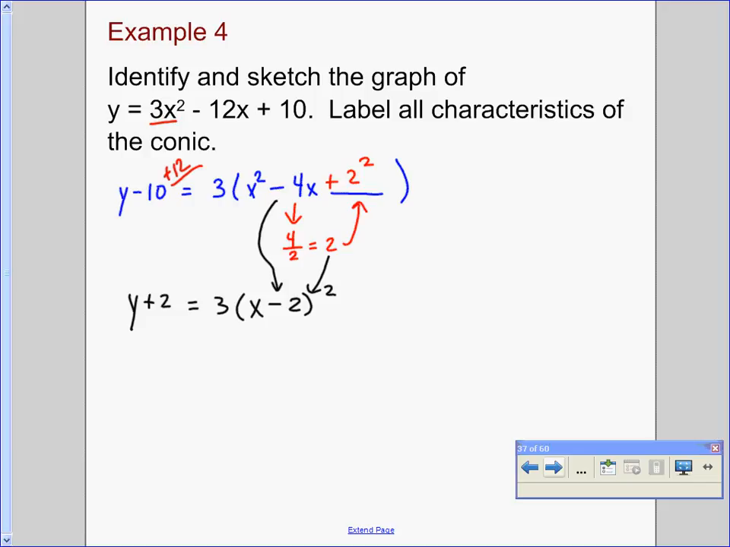So now what we're going to do is see if we can find the correct characteristics of this one and sketch the graph. Actually, if we just go through and label the characteristics, then that should be fine. If we recognize that y plus 2 as one set, and the 3 is going to be our 4p, that p is going to be equal to 3/4.